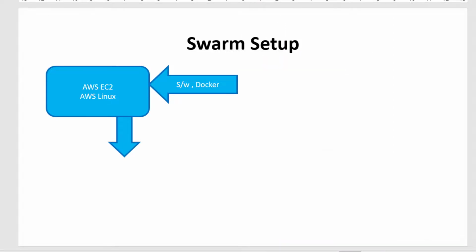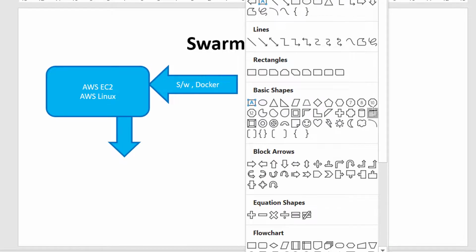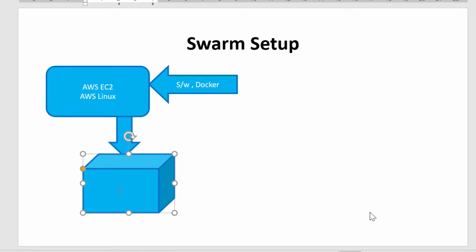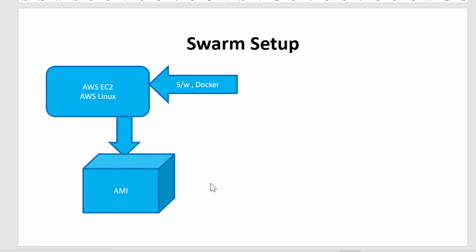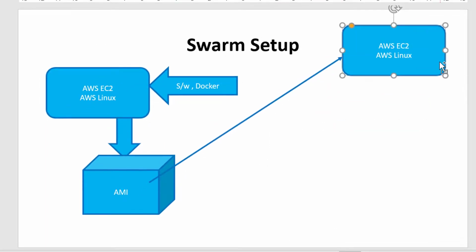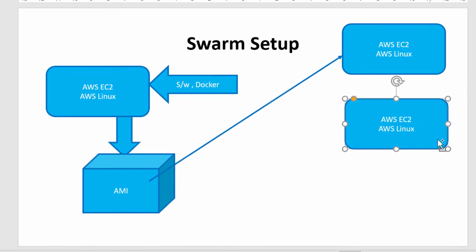An image is nothing but a template with all the setup. It's going to create a small template. We call that an Amazon Machine Image, in short AMI. Once this AMI is ready, using the AMI, I can spin up n number of instances. So I will start n number of AWS EC2 instances. For setup purposes, I will be creating 3 instances.